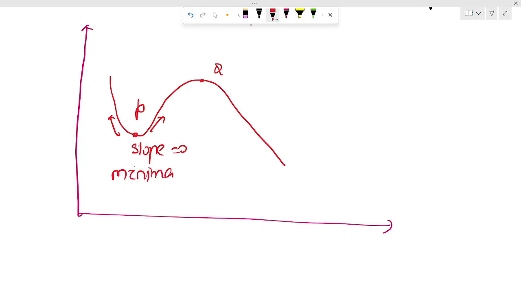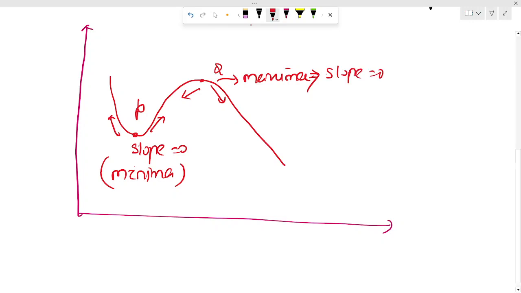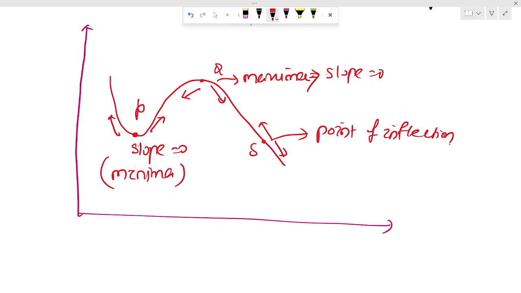Okay, minima. And this point is called the maxima. Here also the slope is 0. This point is called the maxima, where slope is 0. And if I consider this point, this point is called the point of inflection. Point of inflection means this point is neither a maxima nor a minima.